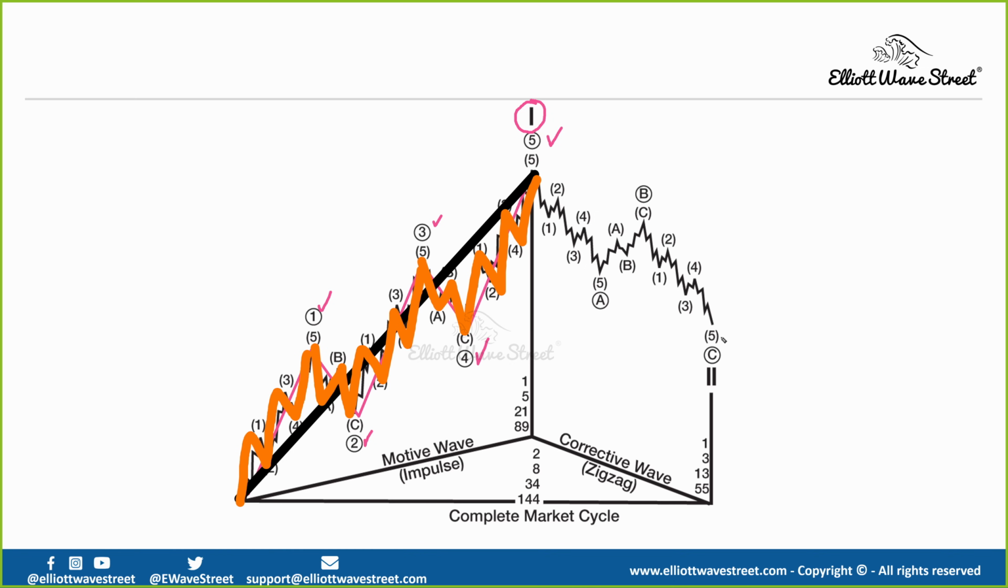So when we have the completion of the wave 1, the cycle repeats. We have the ABC for the second wave, and then we expect the wave 3, and it repeats and repeats and repeats.